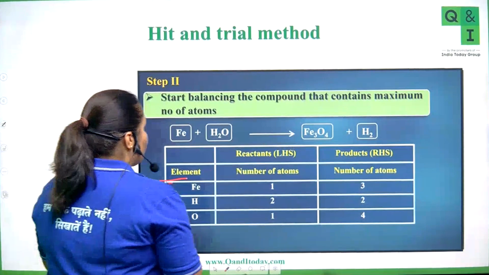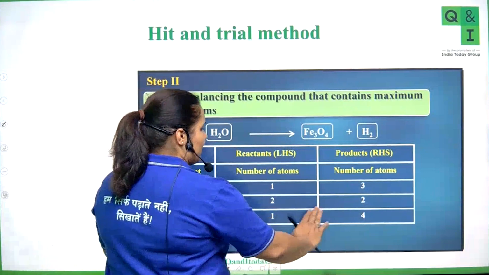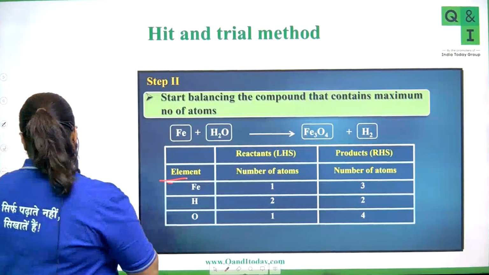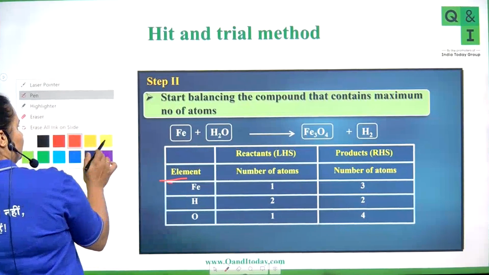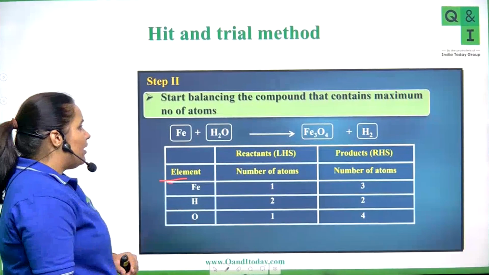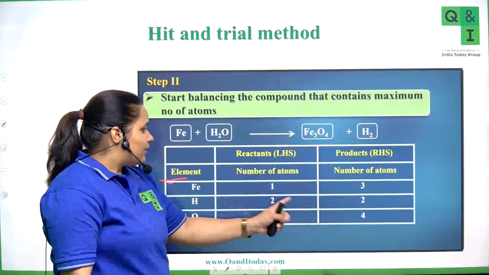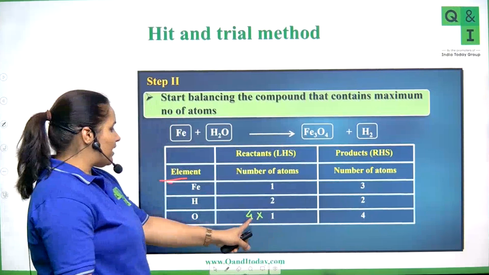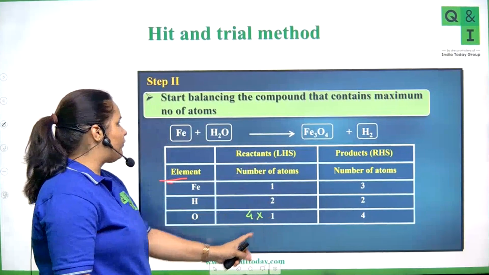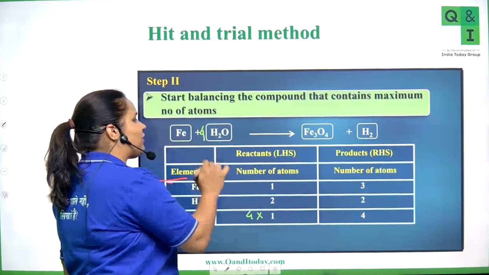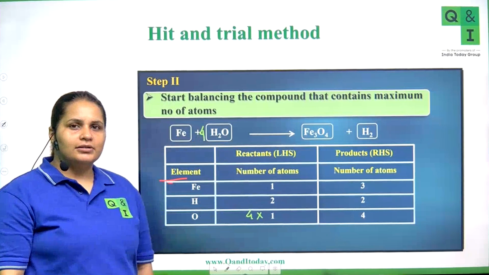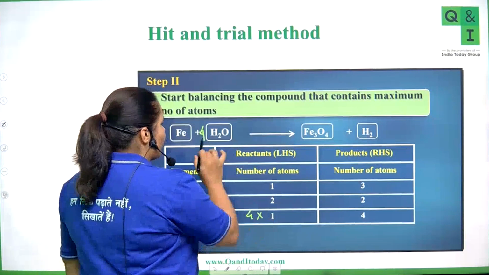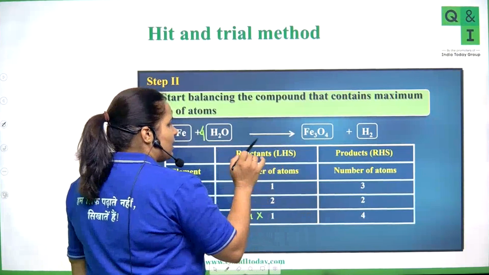Fine. So what do you think? I'll start with oxygen because it has 1 on one side and 4 on the other. So what shall I do to balance? We should multiply by 4 on the LHS. Exactly. If I'm multiplying on the LHS with 4, I should write 4 here. Now my oxygen atoms are balanced.